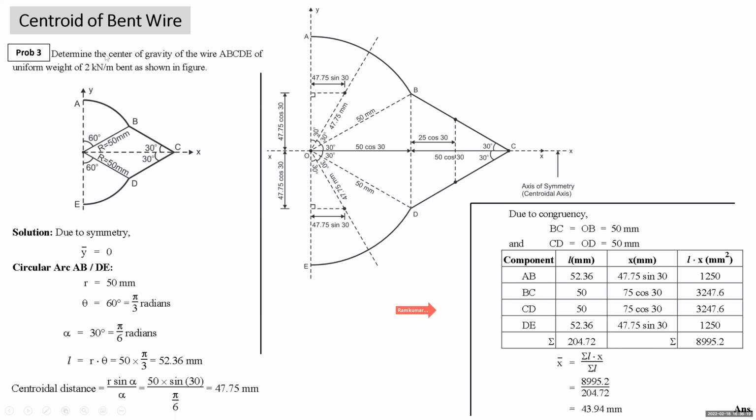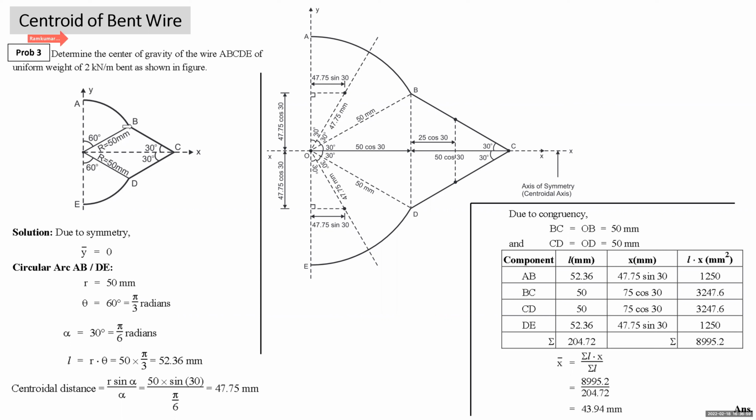Let's move to next problem. Third problem. Determine the center of gravity of the wire ABCD of the uniform weight of 2 kilonewton per meter bent as shown. He is asking center of gravity. Determine center of gravity means locate coordinates of CG or coordinates of centroid. As there is no other information given, you have to find only x bar and y bar.